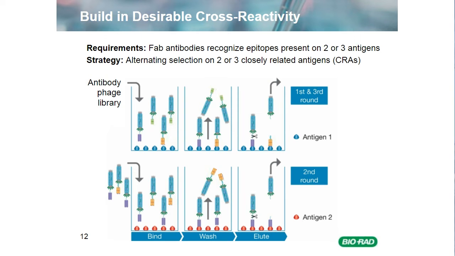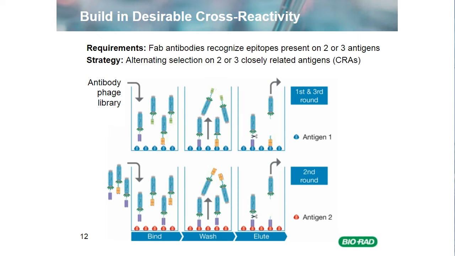So as you can see here, in round 1 and 3 we might enrich on the free form, and in round 2 we might enrich on the complex form. And really what this would do is drive the selectivity towards those epitopes which are present both on the free form and on the complex form, or certainly that are available to the library on the complex form, because in the complex certain epitopes might be obscured. So this is one approach that we routinely use to generate desirable cross specificity in our antibodies.